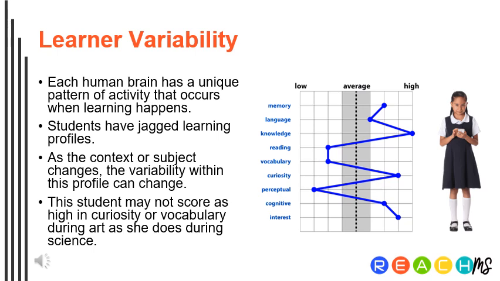That means a student may not score as high in curiosity or vocabulary during art as they do during science. I may have high language scores during art class, but then when I go into science class, my language scores may be really low. I may have really high curiosity during science, but if I don't have the background knowledge to support that, I may have really low language or really low knowledge.